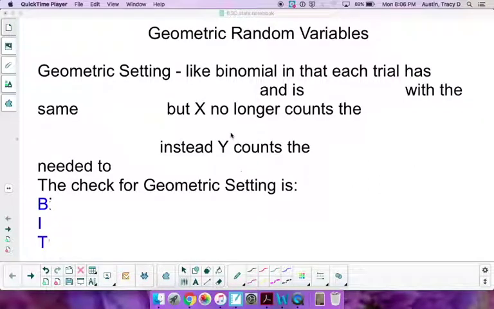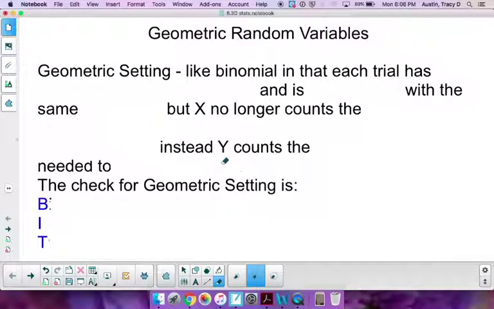Okay, class. So we're going to finish up the last lesson before the end of the semester, and you should have read all the way to the end of 6.3 so that you would see the geometric random variables. And hopefully you saw that they are very, very similar to binomial, and the way we describe them is very similar to binomial.